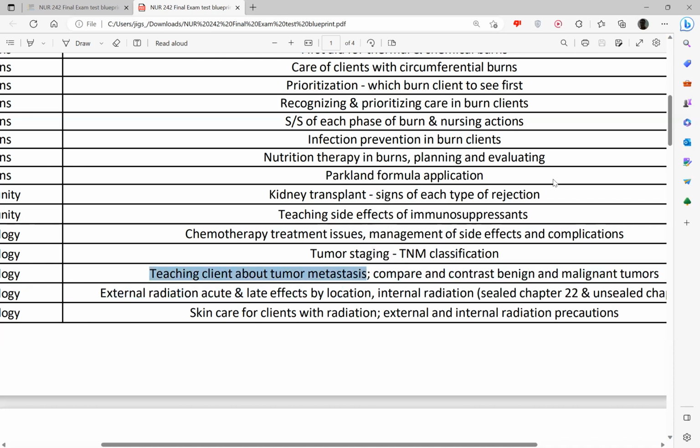How do we explain metastasis to a patient? Metastasis is when cancer spreads to another location. So do I have multiple cancers now? No, it's basically one cancer that has spread to a different organ. The cancer started in one spot, and for example, throat cancer.